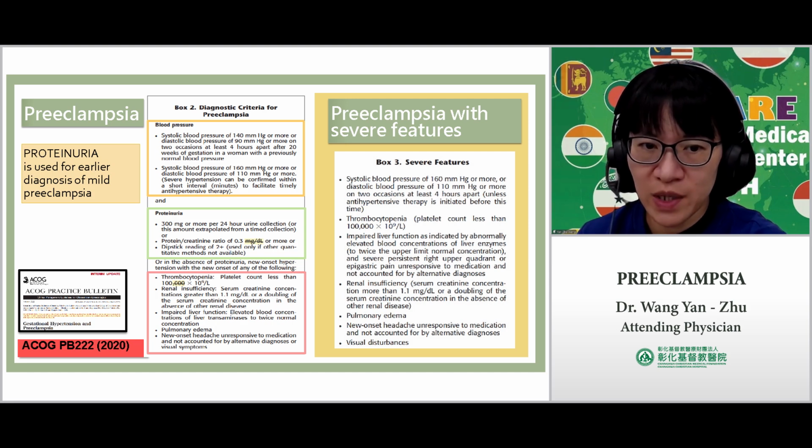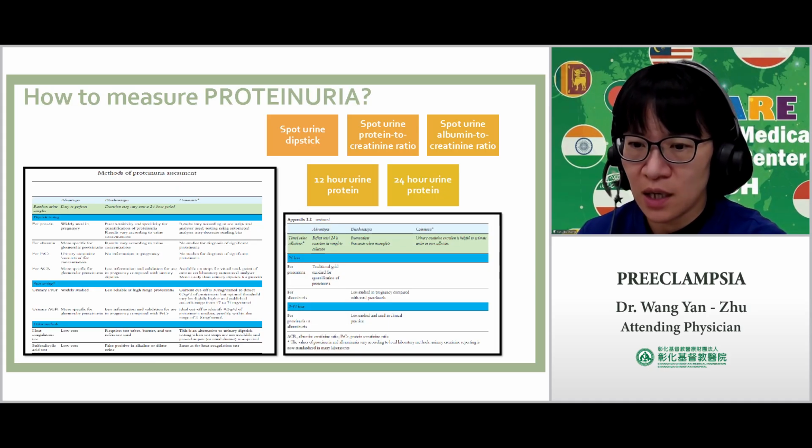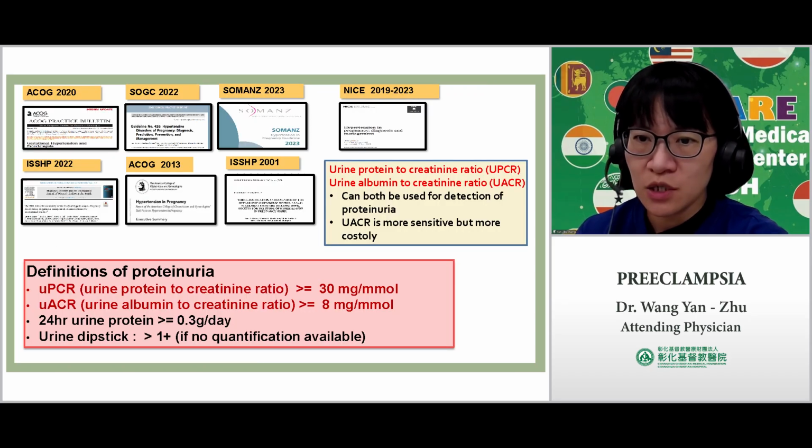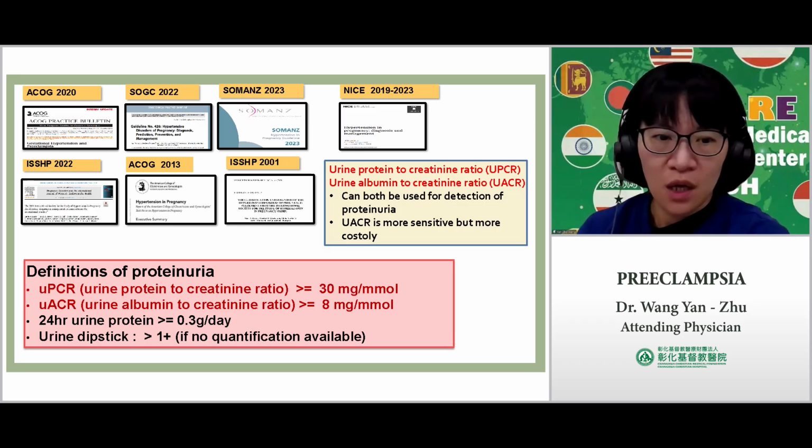Just look clearly. They have a 24-hour urine protein, a dipstick urine study, and a protein to creatinine ratio study. In some guidelines, they will tell you that you can use the albumin to creatinine ratio. So you can use this urine protein to creatinine ratio, or you can use the albumin to creatinine ratio. They can both be used to detect early onset proteinuria. And the albumin to creatinine ratio is more sensitive, but it's more costly.